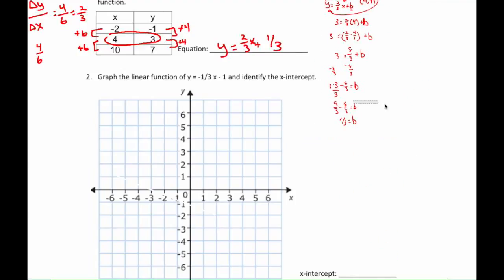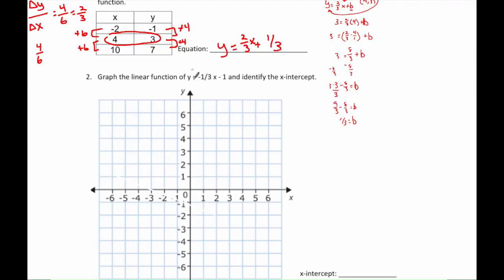Put it right there so you guys have it on the screen still so you guys can copy it down if you need it. Alright, then number 2. Number 2 says, hey, graph the linear function of y equals negative 1/3 x minus 1 and identify the x-intercept.